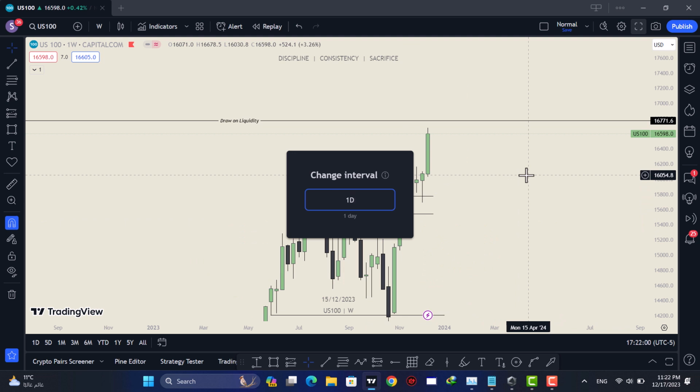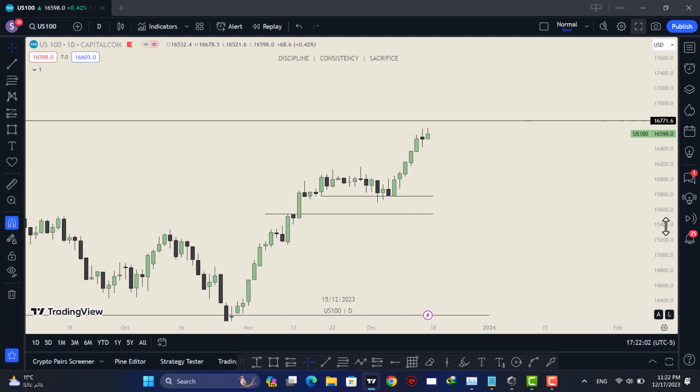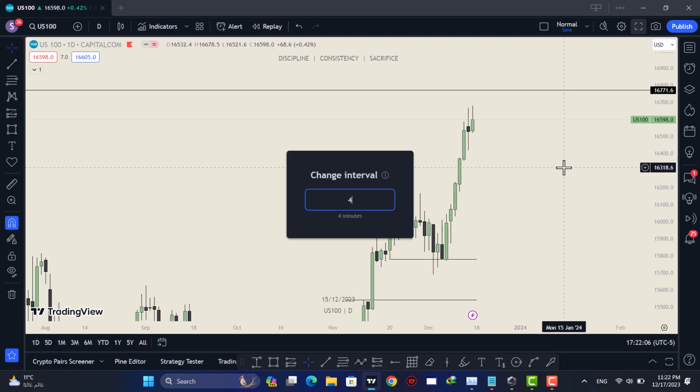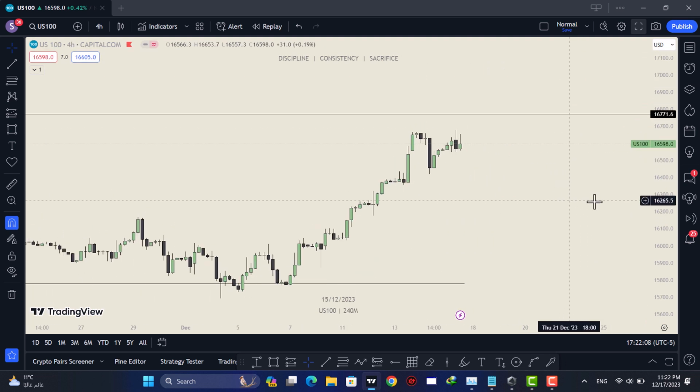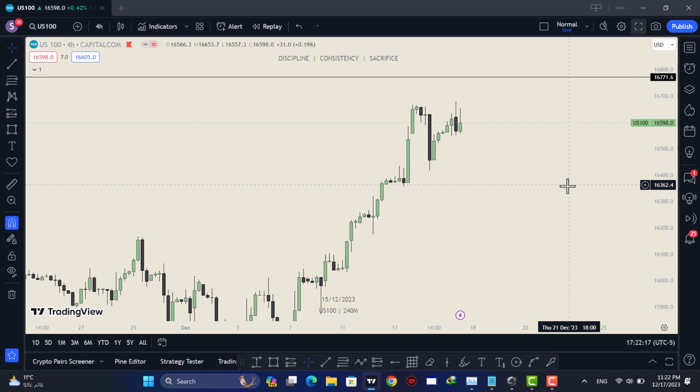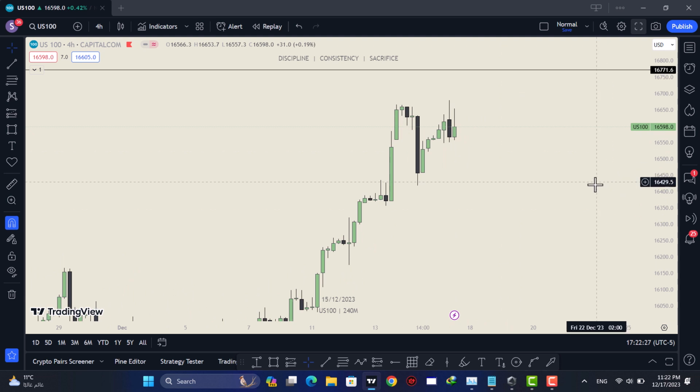On the daily, what do we have? Clear bullish order flow. Let's go to the 4-hour. So on this pair or this index, I'm going to stay on the sideline for now. As you can see, we don't really have that much to work with here, right? Thursday and Friday price action was a bit unclear.